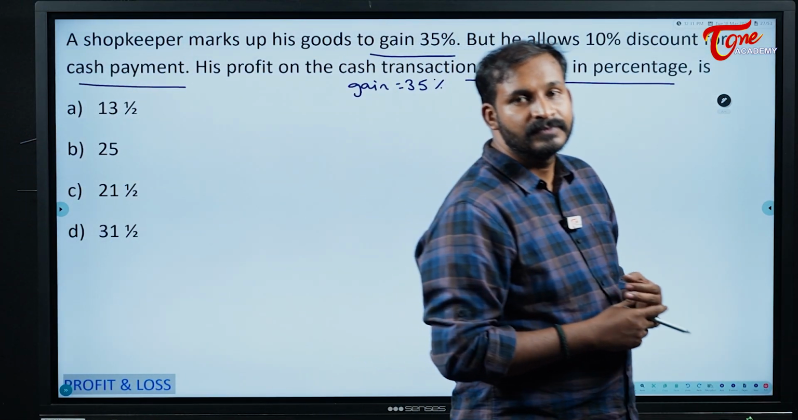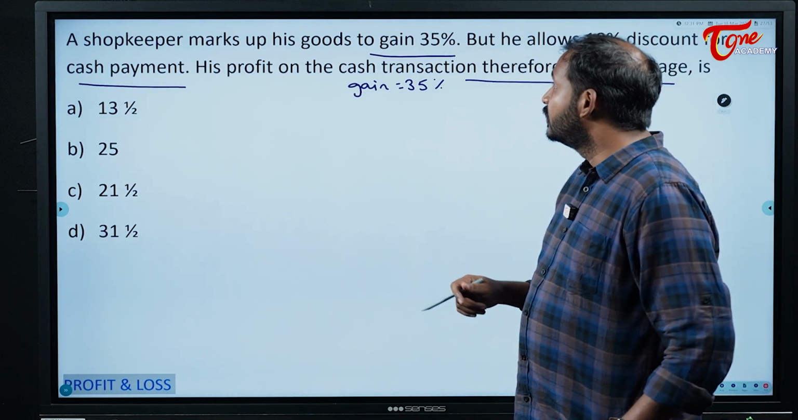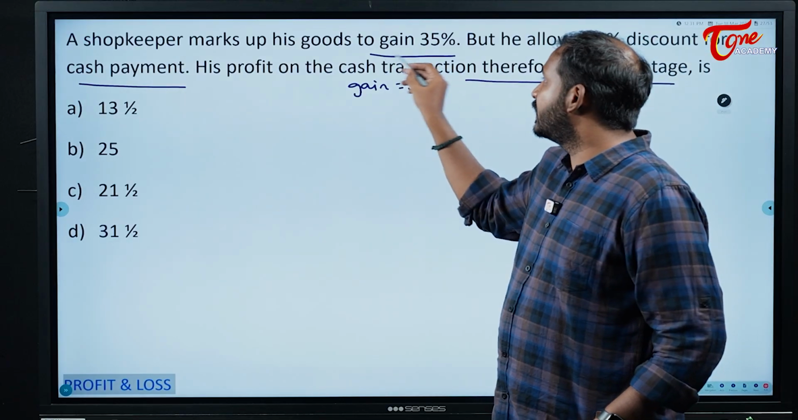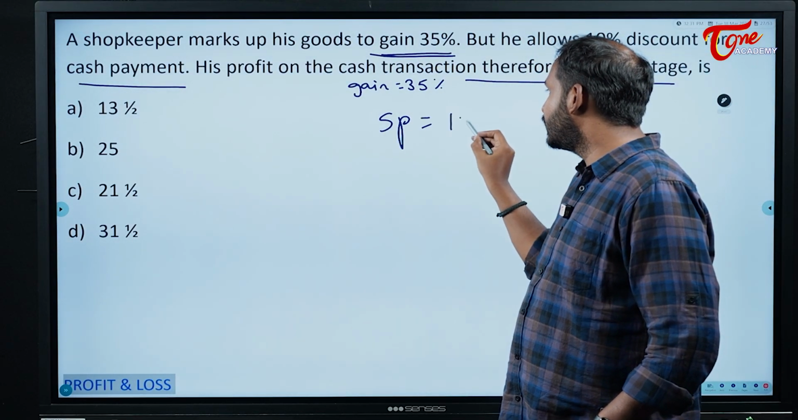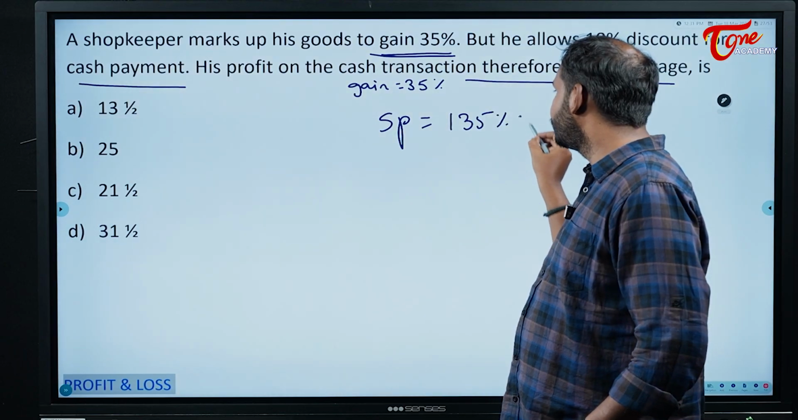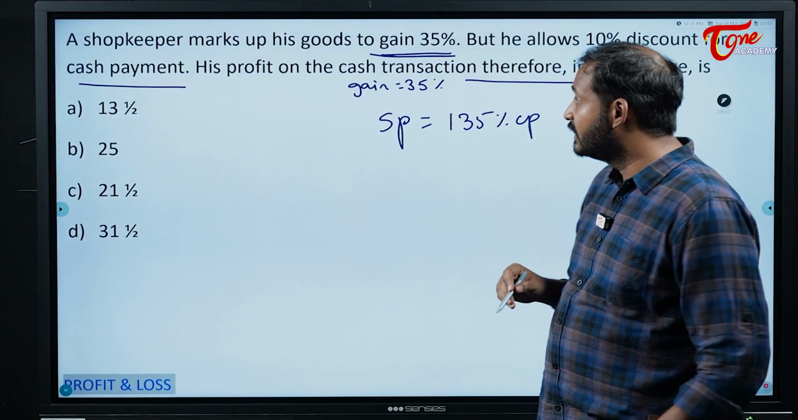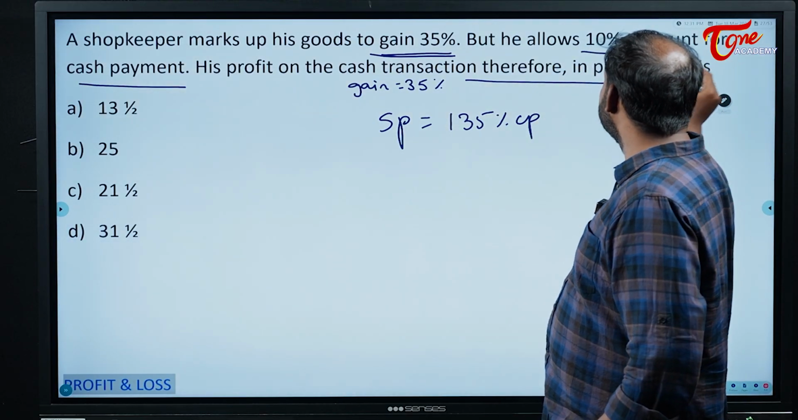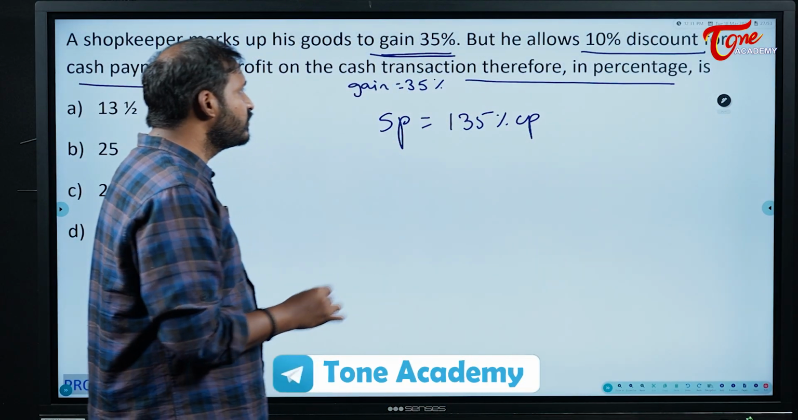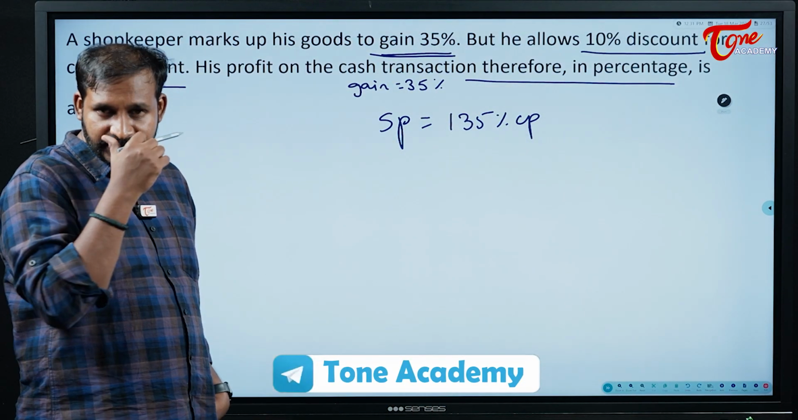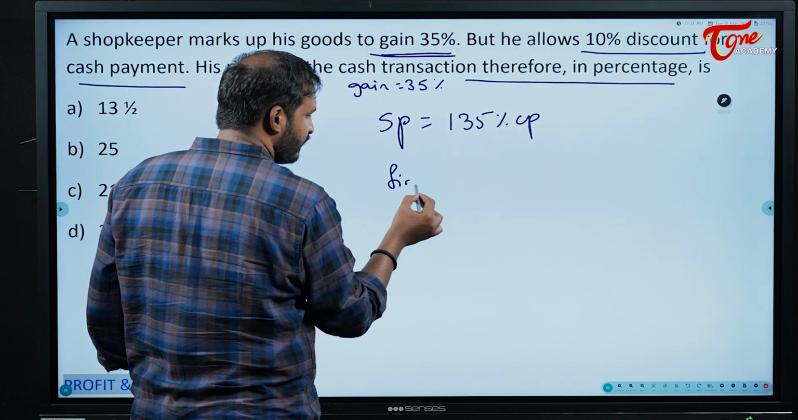Now tell me, what is the relation and how we are going to see this one? Marking up his goods to get a gain of 35% means, what is selling price here? Tell me. 135% of CP. Actually, it is 135% of CP. And then he is giving a discount of 10%. The same thing. Don't get confused. So, finally, what is the profit or loss percentage he is getting there? We need to find. Anyway, it is profit only, but I will use the word final.